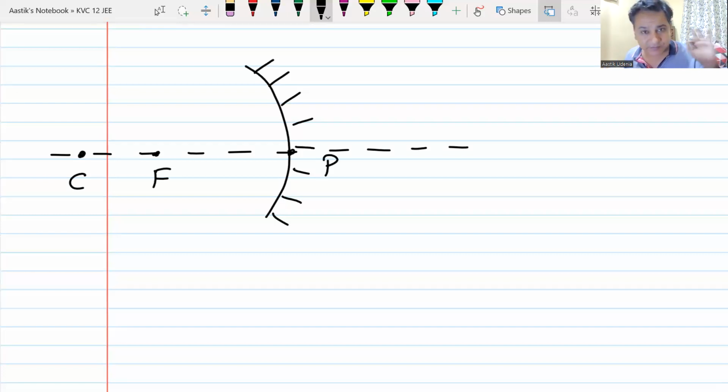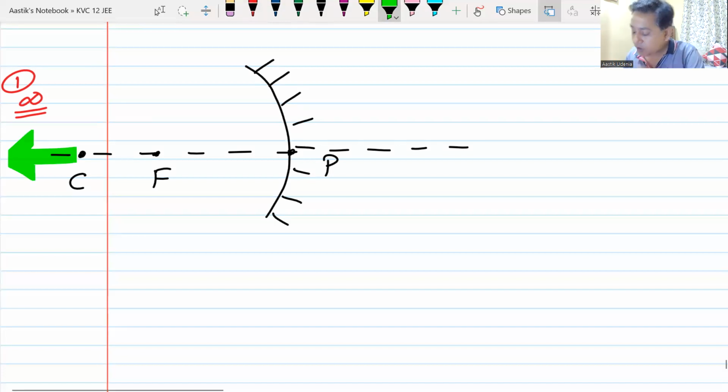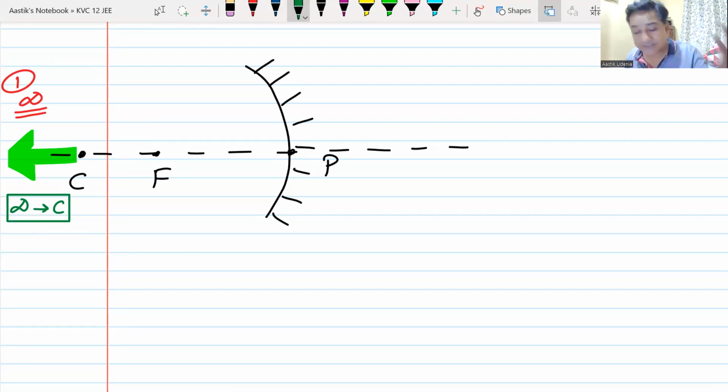Now, how do we get these 6 positions? The first position is object at infinity. Let us first discuss the points, then we will go to the position of the image. The second position is object between infinity and C. That means you can call it beyond C, or between infinity and C.